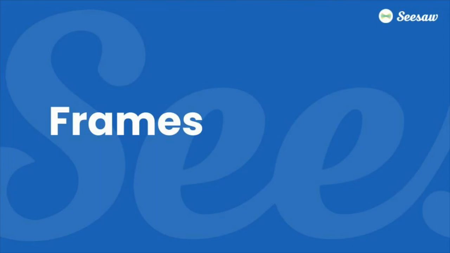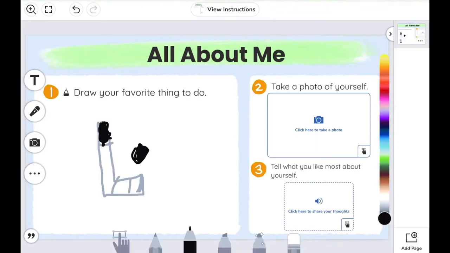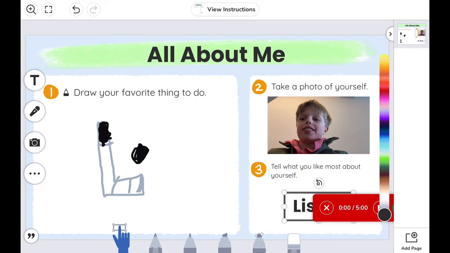Introducing the latest learning tool on Seesaw's creative canvas, Frames. Frames are smart shapes that make it easier than ever for students to show their learning in Seesaw. When students complete an activity with Frames, they tap on the frame and the correct multimodal tool opens for them. Then their work is automatically placed in the right area on the canvas. Making thinking and learning visible has never been so simple.